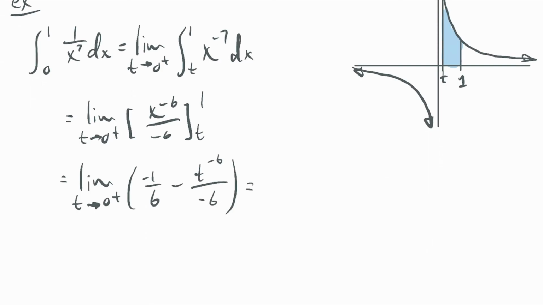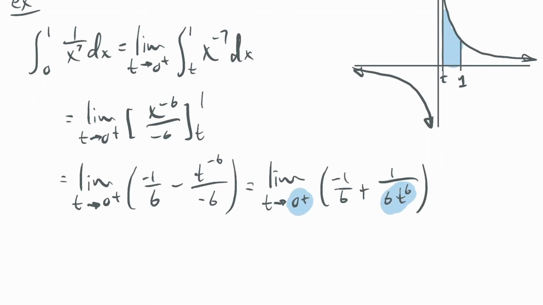So this equals the limit as t goes to 0 from the right of negative 1 over 6 plus 1 over 6t to the 6th power. Now, since t is going to 0, thinking about the graph of 1 over 6t to the 6th, that's not defined. This diverges. So this is going to equal infinity. Diverges.